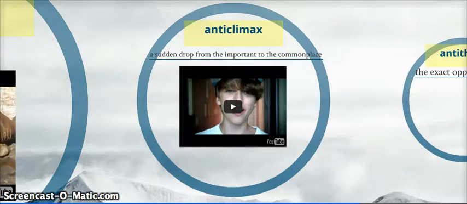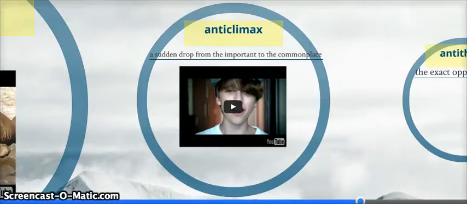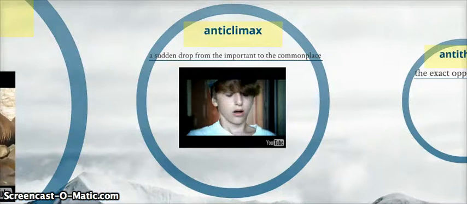Anticlimactic, or anticlimax, sorry, is a noun. It means a sudden drop from the important to the commonplace. So if the climax of a story is that point at the top of the pyramid, the most exciting moment, then the anticlimax would be if you think you're about to get to the climax and then you realize, wait a second, this isn't really a climax at all. Let's take a look. I should clarify, this is actually a video that was made by a student to illustrate the meaning of the word. So let's see if we can figure it out.